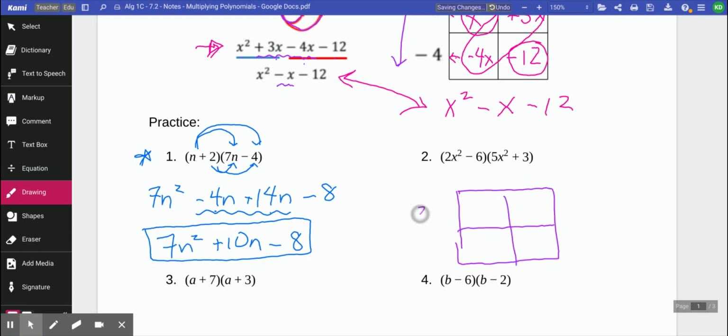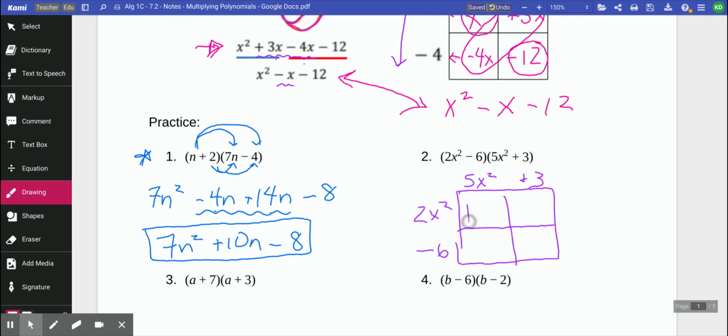So 2x squared minus 6. So 2x squared and minus 6 go along one side. 5x squared and 3 go along the other side. Remember, just one at a time. One polynomial goes down a side, one goes across. Let's do this first box here. I always start with the upper left.